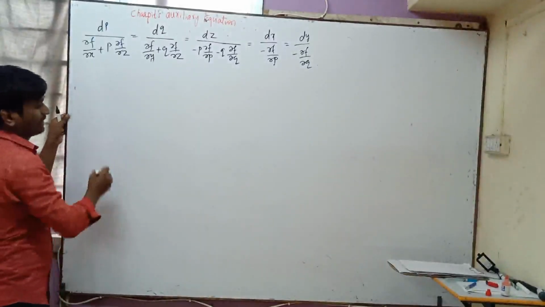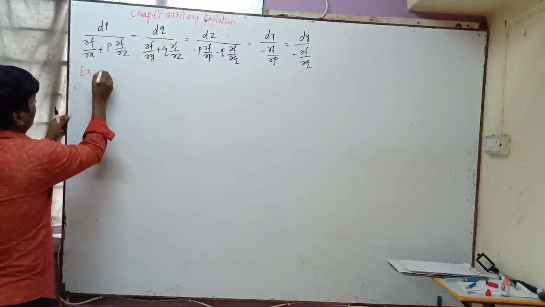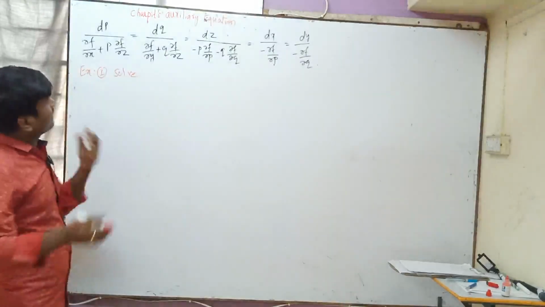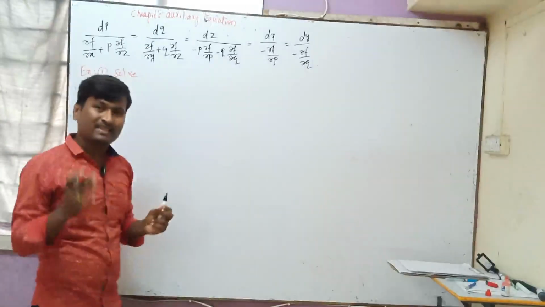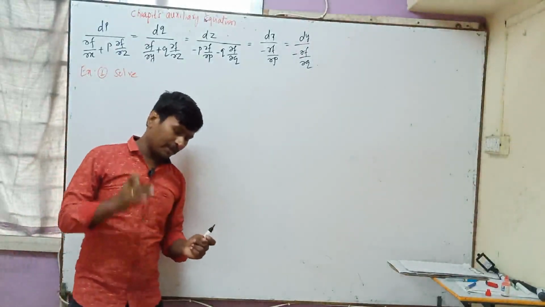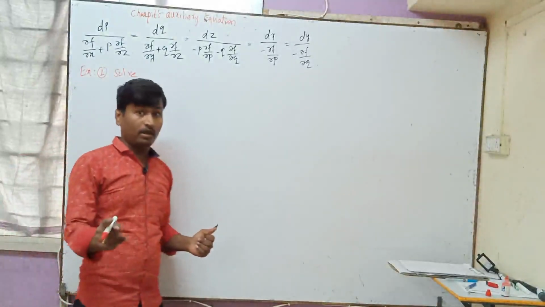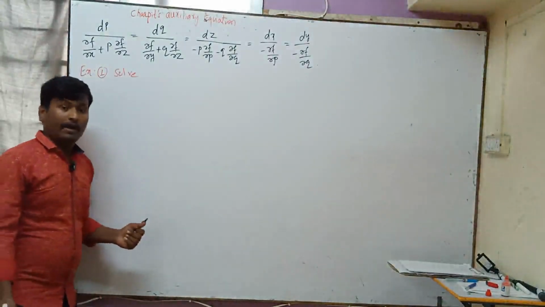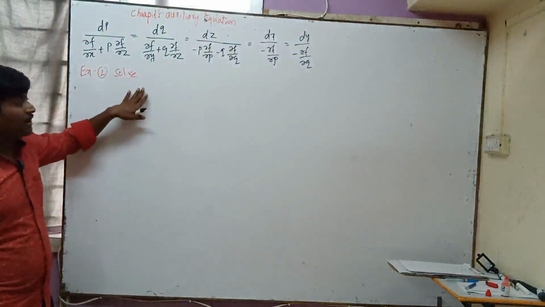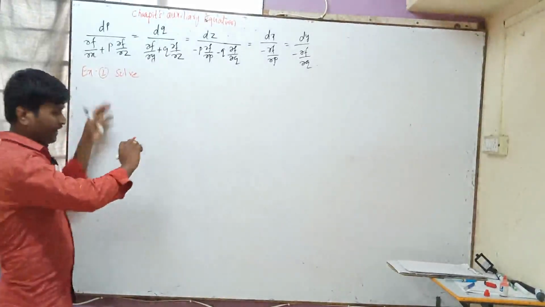Solution. Now I will take one example here. For example number 1, solve. Whatever examples are given, the example is not constant; every time the examples may change. So you have to take any examples regarding this Charpit's method. Now I will take a new example.